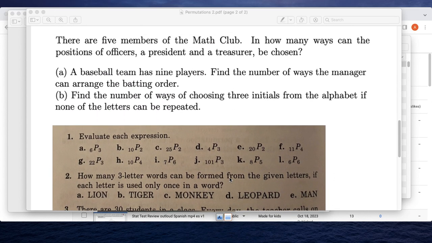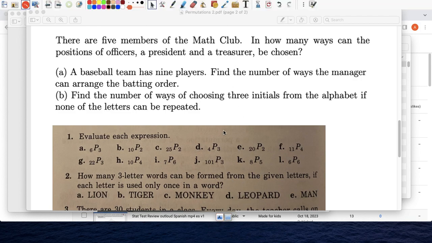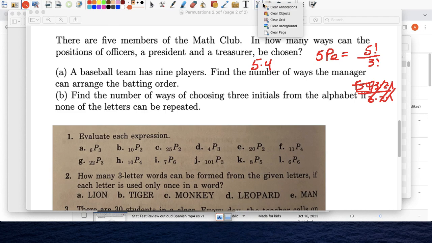All right, moving on. 5 members of a math club. How many ways can the positions of office of president and treasurer be chosen? Well, order is important because the first person will be the president, and the second person will be the treasurer. So completely different positions. That would be 5 people taking 2 at a time. So 5 factorial over 3 factorial, which is 5 times 4 times 3 times 2 times 1 over 3 factorial. Or you could have just done 5 times 4. Same thing, equals 20.